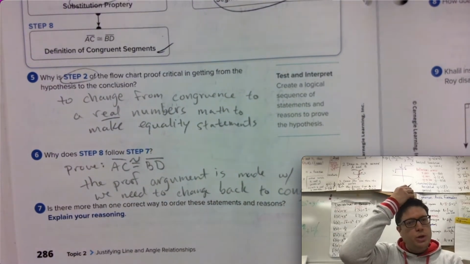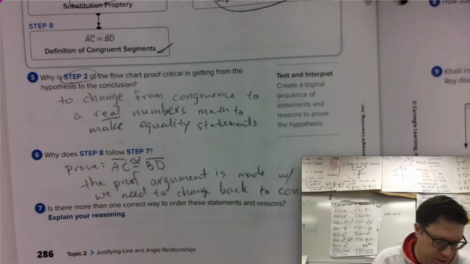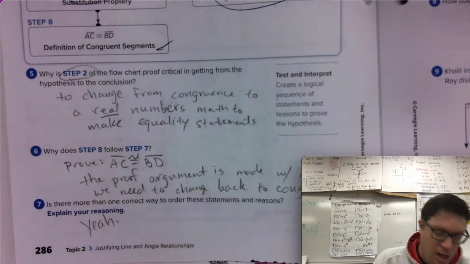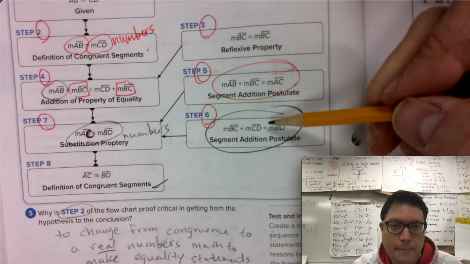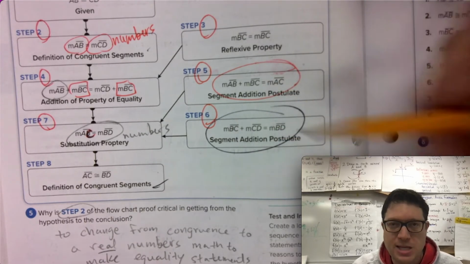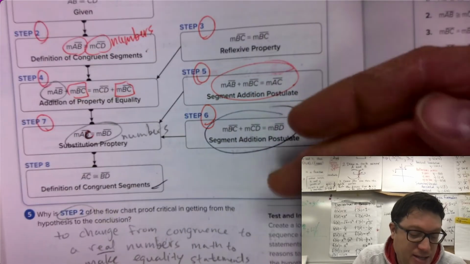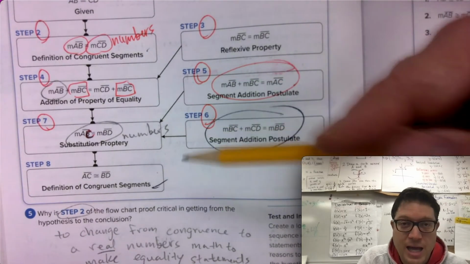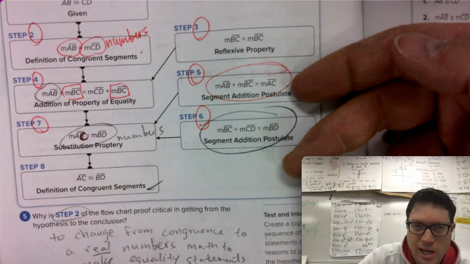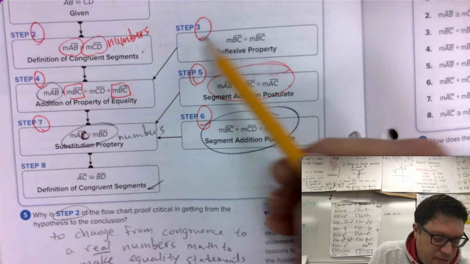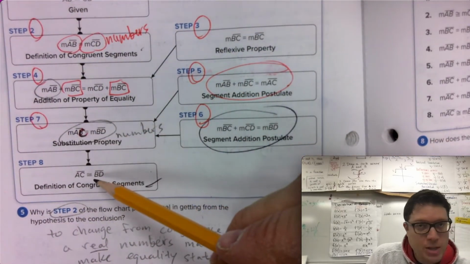Is there more than one correct way to order these statements and reasons? Yeah. I mean, step 5 and step 6, they don't really have to happen in that order. You do have to have them go to step 7 at that moment, but step 6 could go first, and then step 5 could go second. The rest of these have to follow in this order. That just is the way it is.